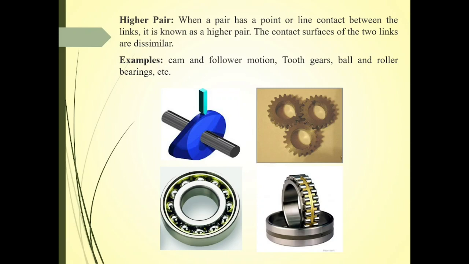Many diagrams and pictures are given for the higher pair. The first one is the cam and follower. This is point contact or line contact. Similarly, gears have line contact, and bearings also have point or line contact. So these are examples of the higher pair.